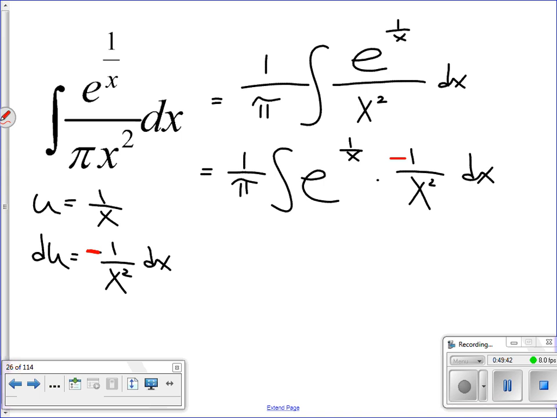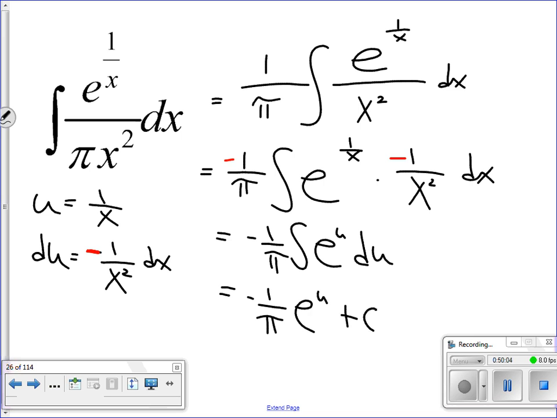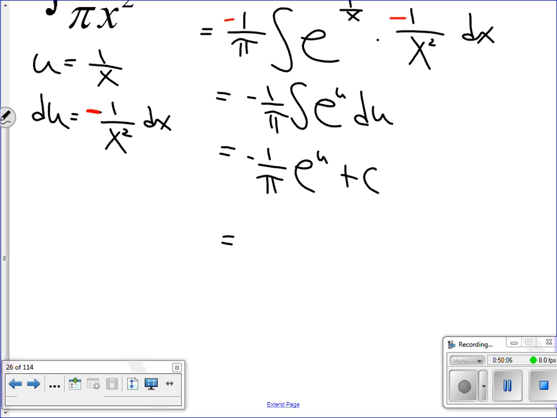So I put a negative 1 inside, we multiply by negative 1 inside, and the reciprocal of negative 1 is also negative 1, so on the outside. So we have negative 1 over pi, the e to the u du. So you have negative 1 over pi. The antiderivative of e to the u is e to the u. And so our final answer is negative 1 over pi times e to the 1 over x plus c.